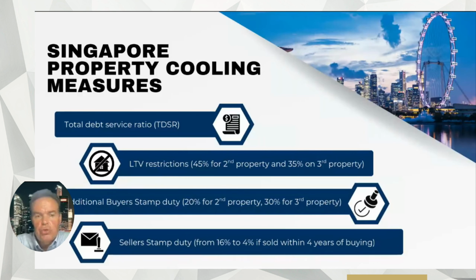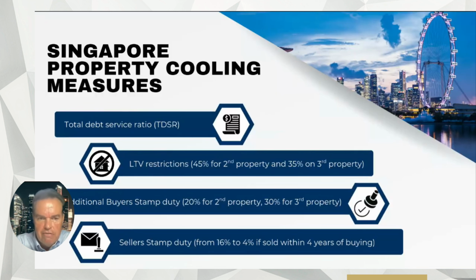There's something that was introduced called additional buyer's stamp duty. There is still normal stamp duty, but on top of that, for a second property, a Singaporean would pay an additional 20% stamp duty, and for a third property, it would be 30%. And I feel sorry for foreigners that may be living here, or even foreigners who would like to buy property in Singapore, because the additional buyer's stamp duty for a foreigner is actually 60% of the purchase price of the property, not including the basic stamp duty.